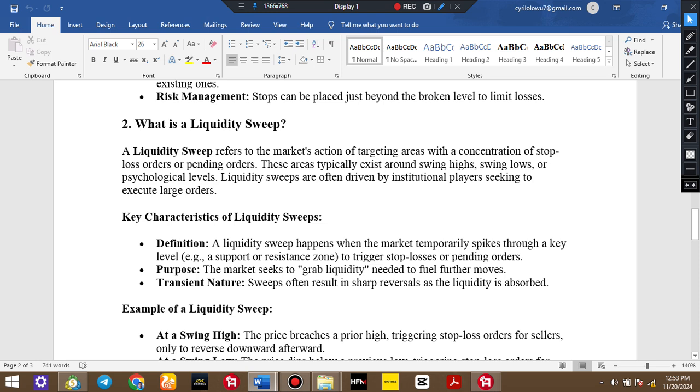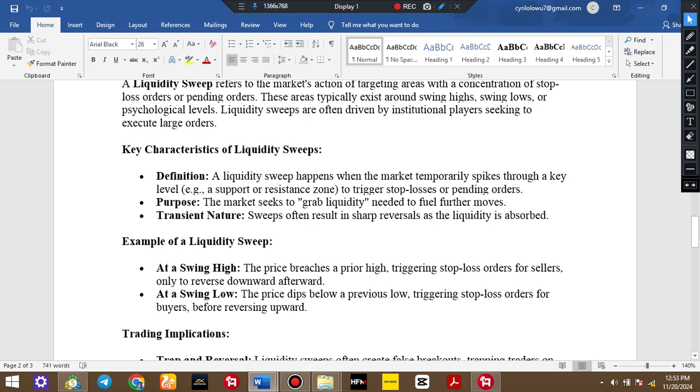So when you don't understand market structure and you don't understand liquidity, this is when you fall into this trap and you'll be used as part of the liquidity. The characteristics of liquidity sweep: a liquidity sweep happens when the market temporarily spikes through a key level, for example a support or resistance zone, to trigger stop losses or pending orders. What is the purpose? The market seeks to grab liquidity needed to fuel further moves. Sweeps often result in sharp reversals as the liquidity is absorbed.